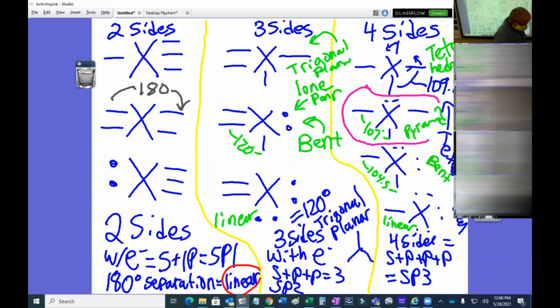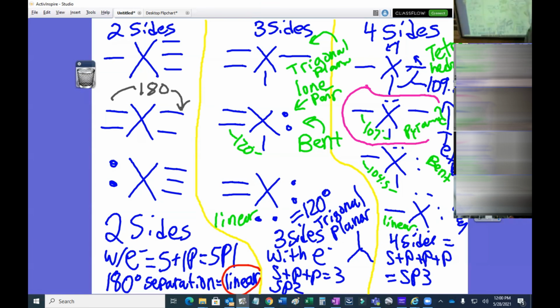So the only time we can call something trigonal or tetra is if each of the three sides or four sides has bonds. For three sides, the only time we can call it trigonal is when there are no unbonded pairs. The geometry of the molecule is only trigonal when all of them are bonds. You remove a bond and replace it with unbonded, you get bent. Remove two and you get linear.